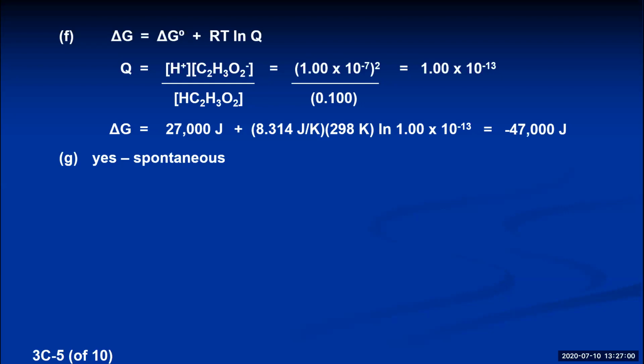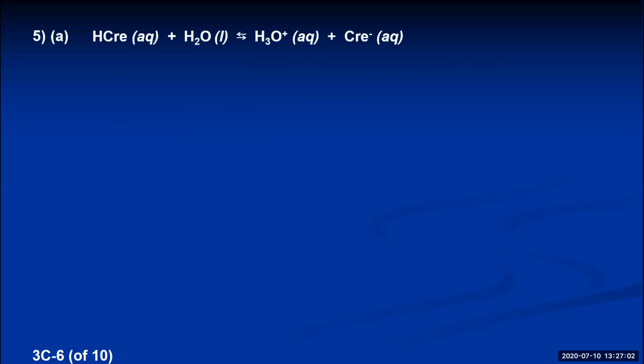5. Metacresol, which will be represented by HCre, is a weak organic acid with a Ka of 1.0 times 10 to the minus 10th. A, write the equilibrium constant expression for the ionization of metacresol in water.